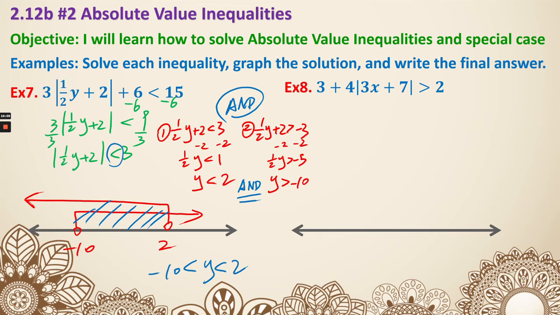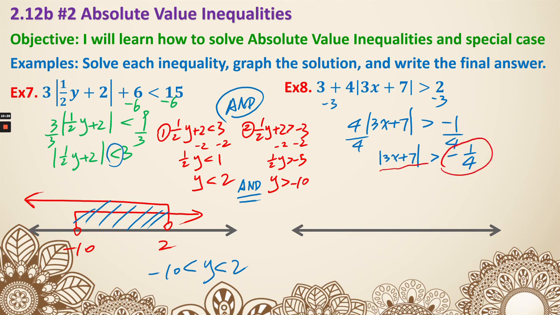Next, number 8. Subtract 3 on both sides. For 3x plus 7, which is greater than negative 1. Then divide both sides by a 4. 3x plus 7 greater than negative 1/4. This is my isolation step because my absolute value is now by itself.